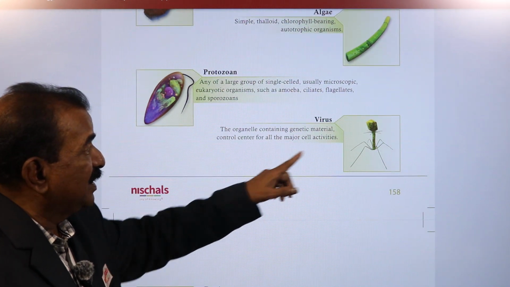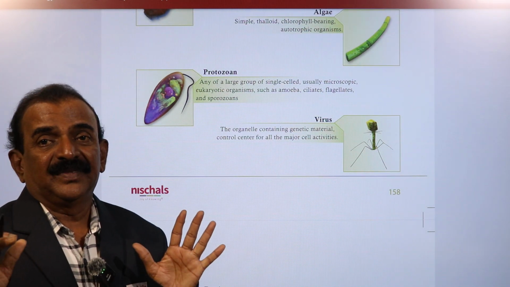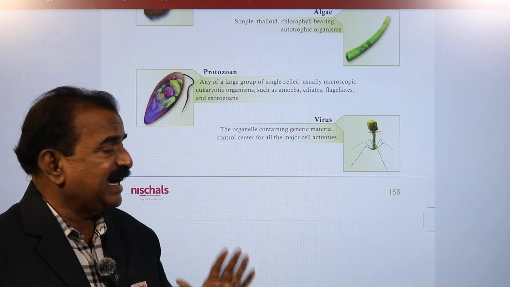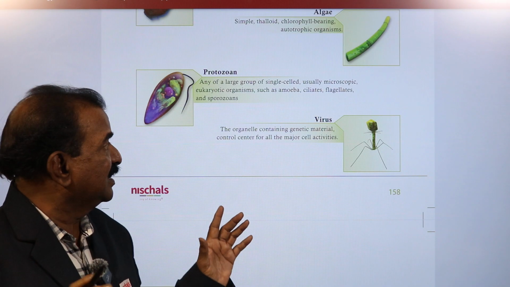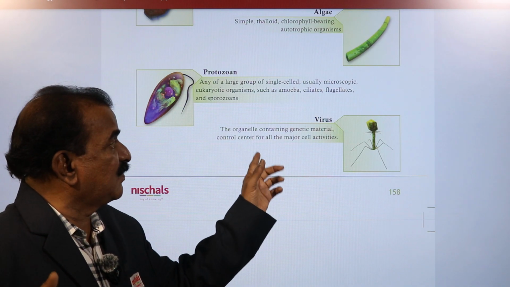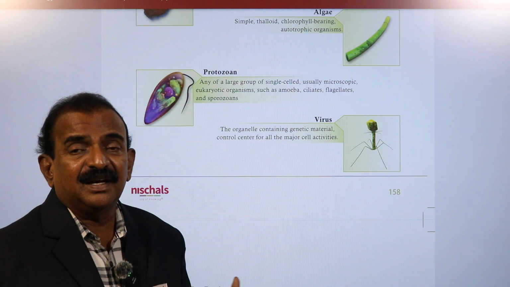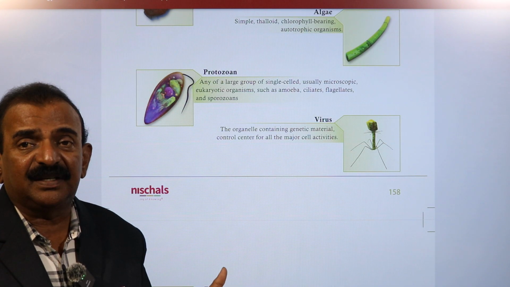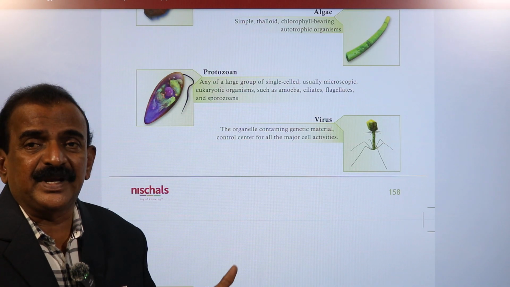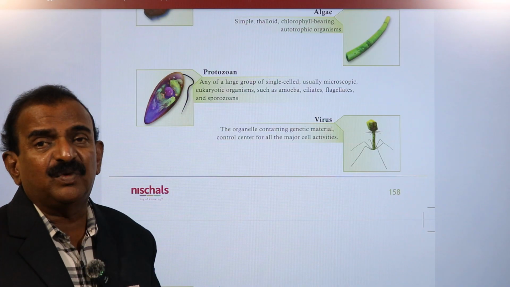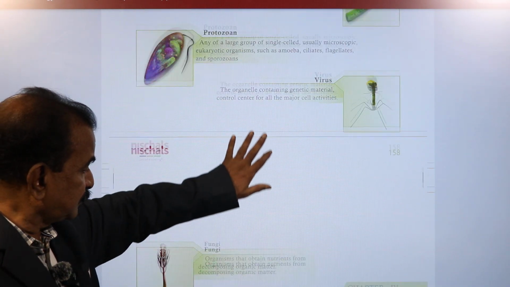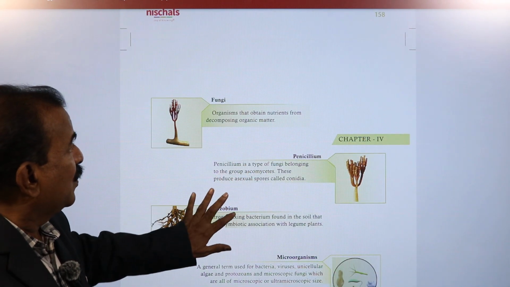And now you are observing virus. So viruses cause diseases, and they consist of nuclear material, genetic material, controlling the center of all major activities. Also we discuss the HIV virus. So here it has the reverse transcriptase enzyme and protease, and most of these viruses cause disease to living organisms. Now you are observing fungi.